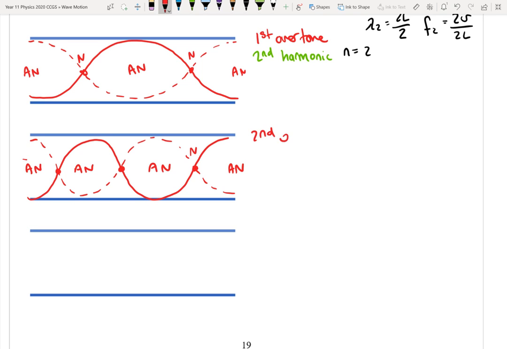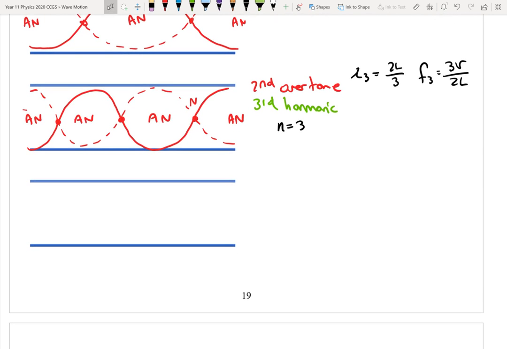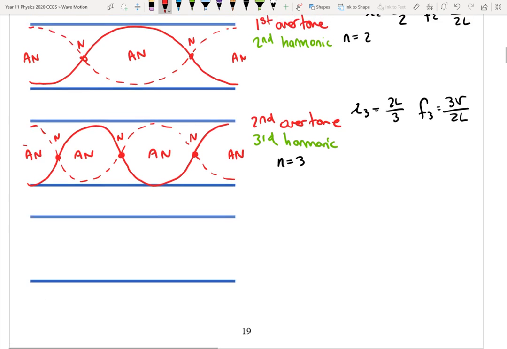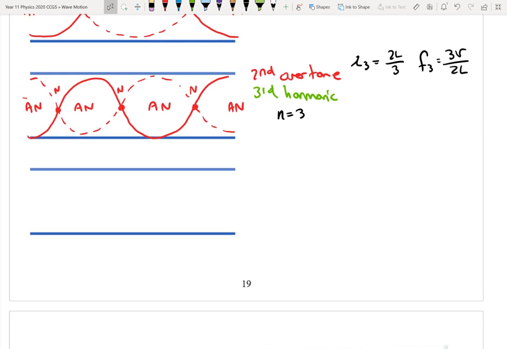All right, second overtone is what we call this, which is our third harmonic, n equals 3. We might as well just go all the way. Let's complete all of the equations. Lambda 3 equals 2L on 3. f3 equals 3v over 2L. Let's keep going. The main trick here is to figure out, in this case, the number of nodes. You could count the nodes, but I don't want you to remember that because we've got a different wave envelope that we're going to sketch in just a moment.